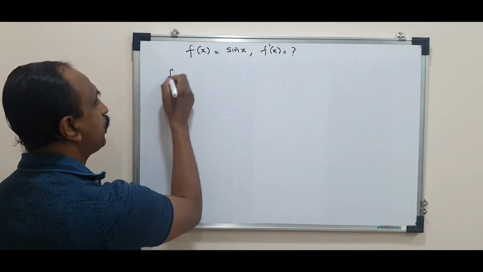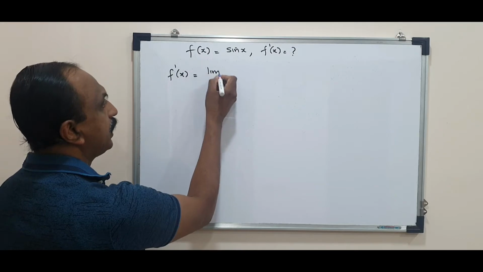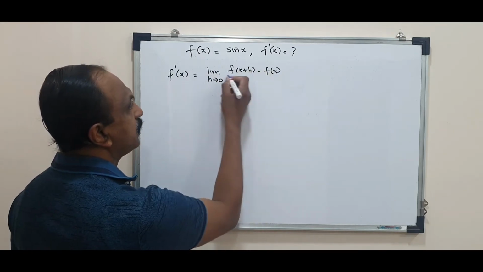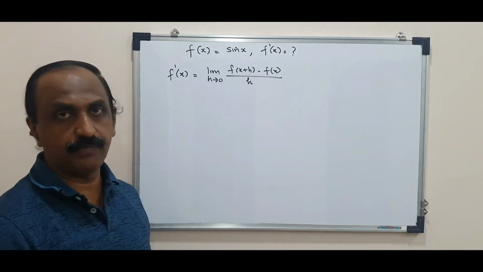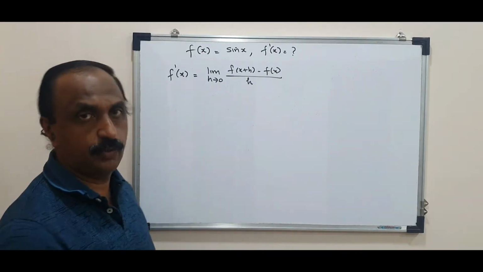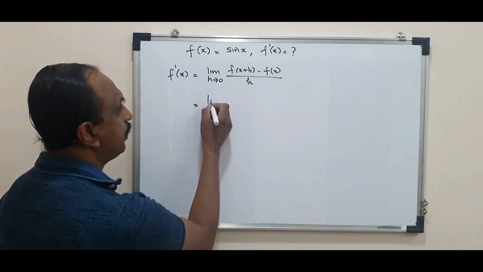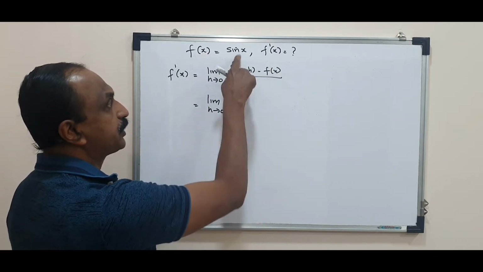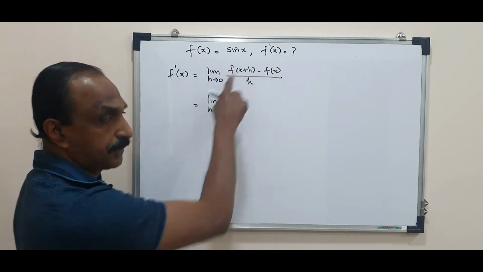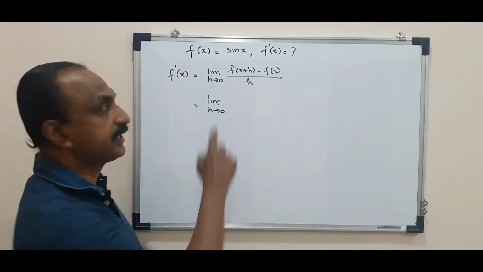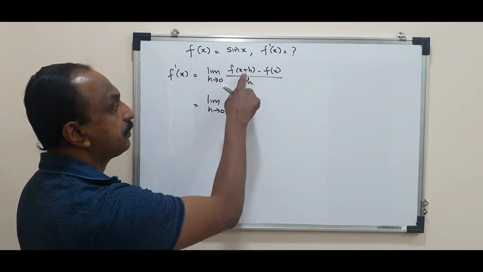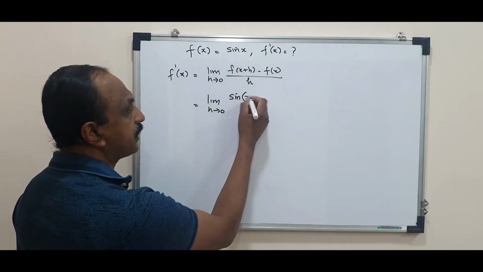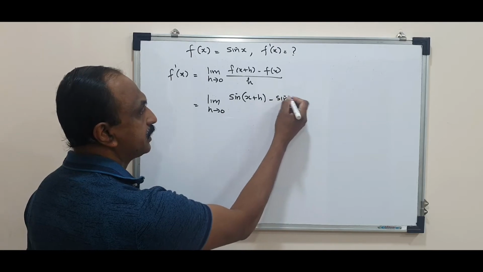The definition of the derivative of f of x is limit h tending to 0, f of x plus h minus f of x upon h. This is the definition of derivative. Using this definition, we will find out the derivative of sin x. So this will become limit h tending to 0. F of x is sin x, so in place of f of x, you'll write sin x. How do you calculate f of x plus h? Wherever x is there, replace it by x plus h. So sin of x plus h minus sin x upon h.